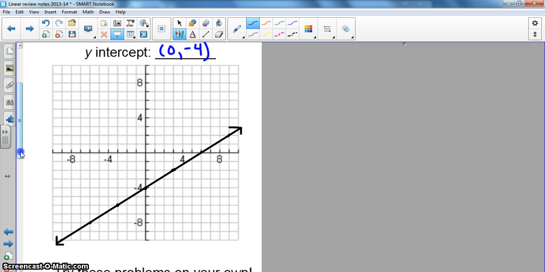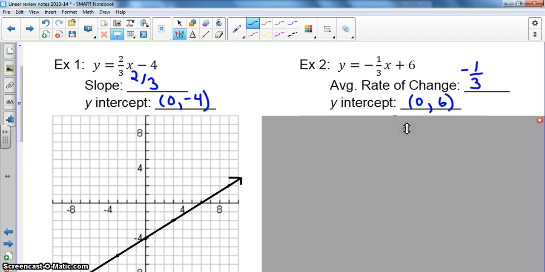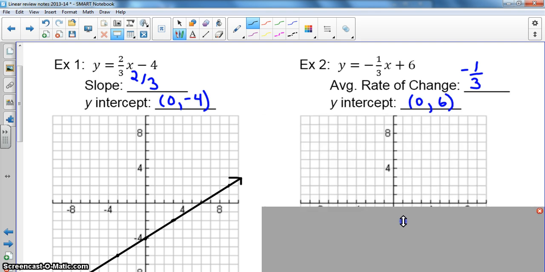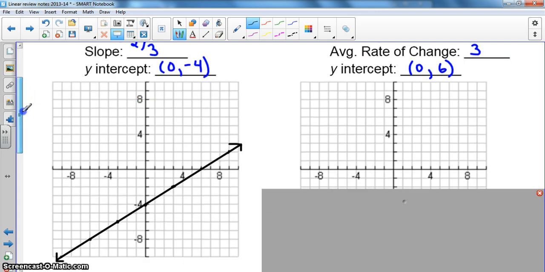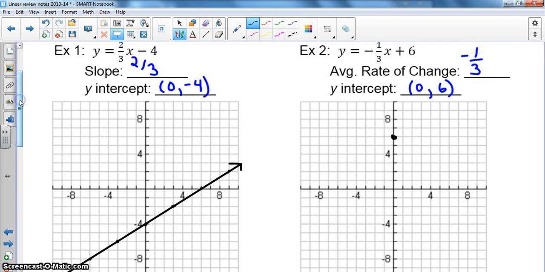Alright, let's try example 2 together. And that example is y equals -1/3 x plus 6. Again, the m is the slope, or in this case the average rate of change, is that -1/3. Remember, slope and average rate of change are the same. And then our y-intercept is that 6. So we have to write that as an ordered pair. So it's 0, 6. So then we go ahead and graph this. So we start with our y-intercept of 0, 6. And our average rate of change, or our slope, is -1/3.